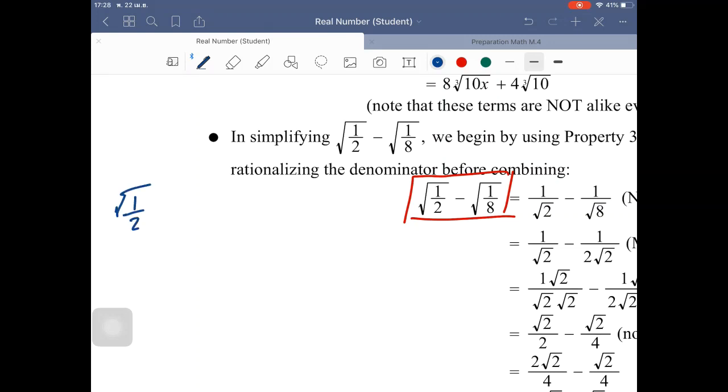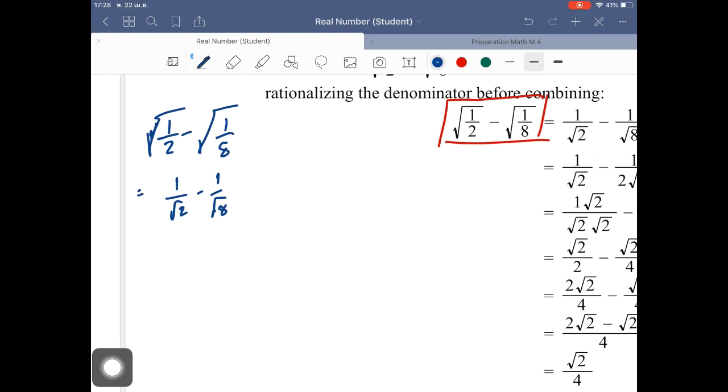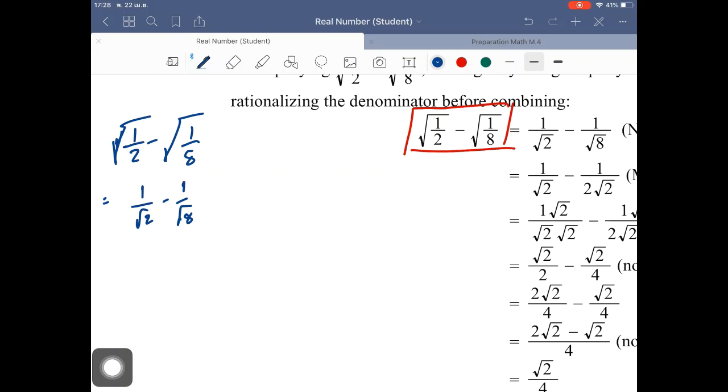Square root 1 over 2 minus square root 1 over 8. So firstly, you have to simplify the radical. Square root 1 is 1. Square root 2 minus 1 over square root 8. So the first step, you have to do the previous topic we have done, rationalizing the denominator. But okay, simplify first. This one is 2 square root 2.